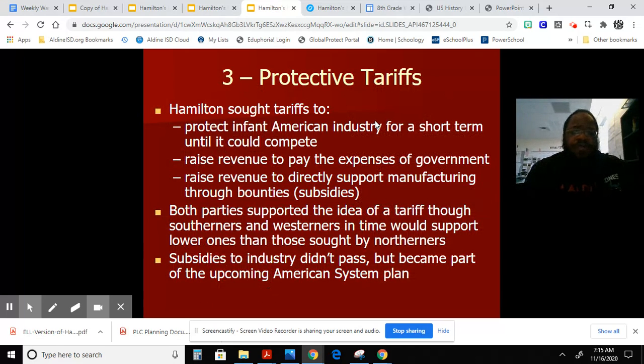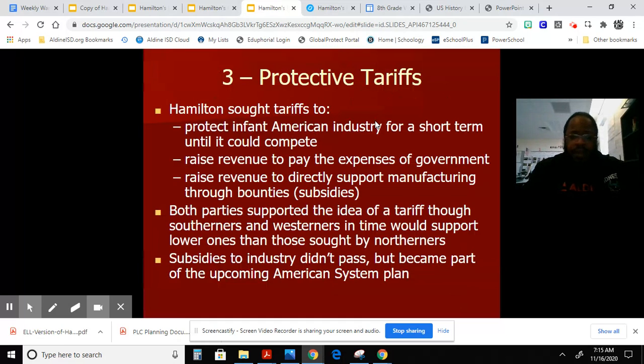Protective tariffs. Hamilton sought tariffs to protect infant American industries for a short term until they could compete, to raise revenue to pay for expenses of government, and to raise revenue to directly support manufacturing through bounties or subsidies. Both parties supported the idea of a tariff, though Southerners and Westerners in time would support lower ones than sought by Northerners. Because the Northerners had more debt, they would assume more of the protective tariffs to raise more money to pay off that debt. Subsidies to industry didn't pass, but became part of the upcoming American System Plan.